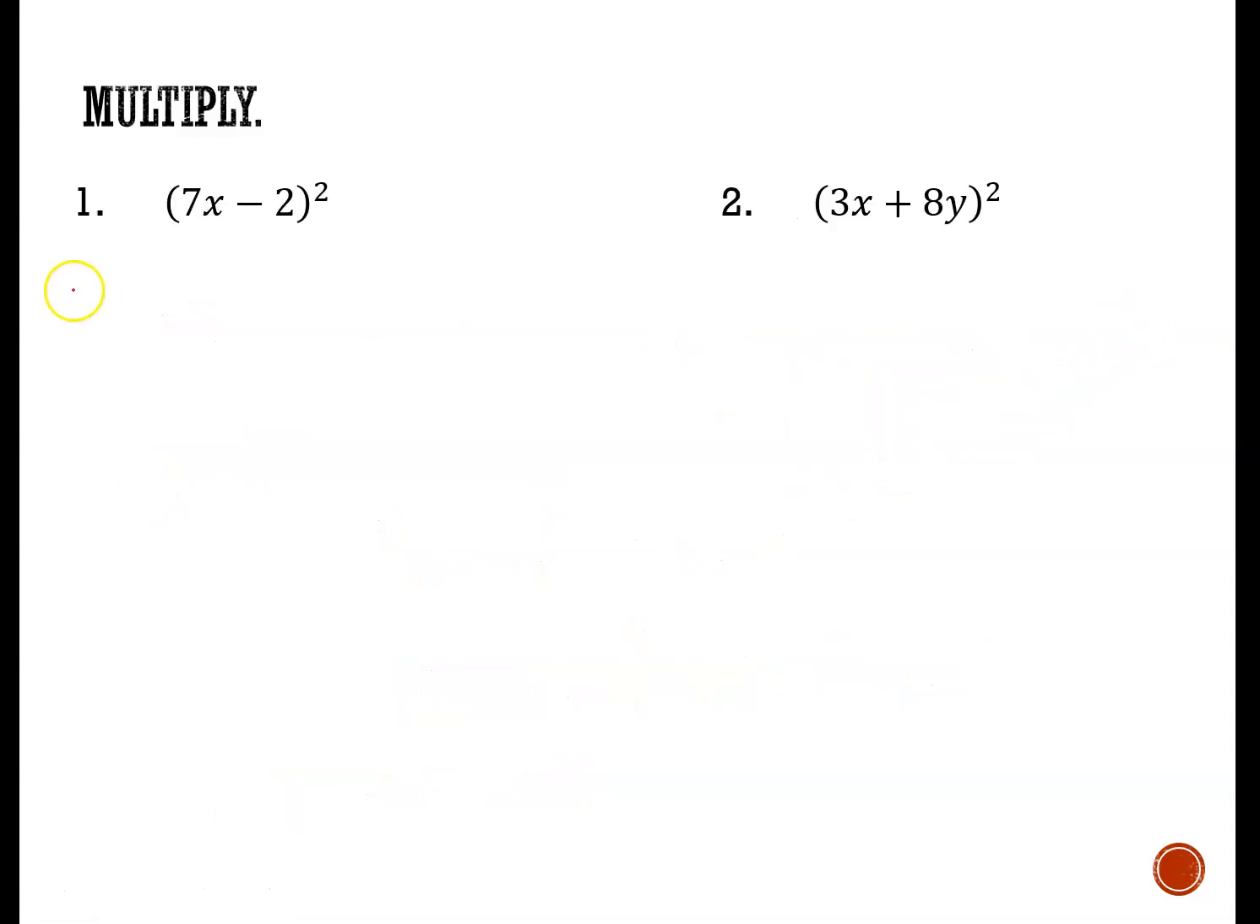7x minus 2 squared. So the first thing you're going to do on these is write it out twice. To square it means to multiply it times itself. And then FOIL. FOIL it all the way out.